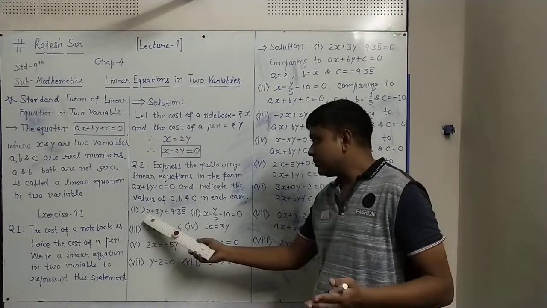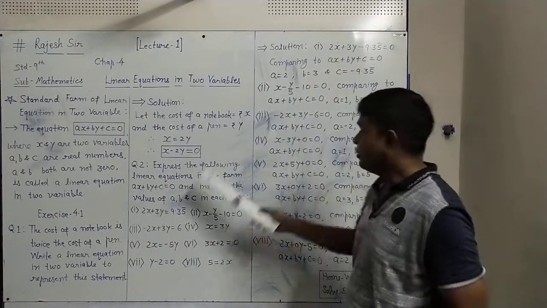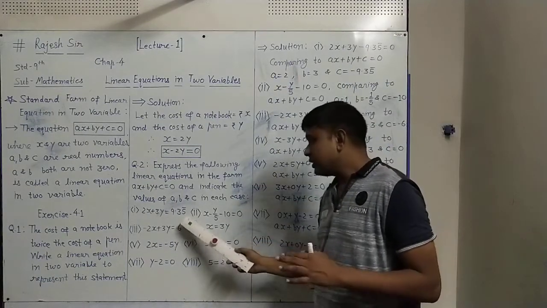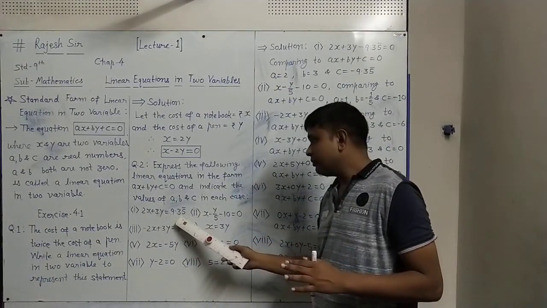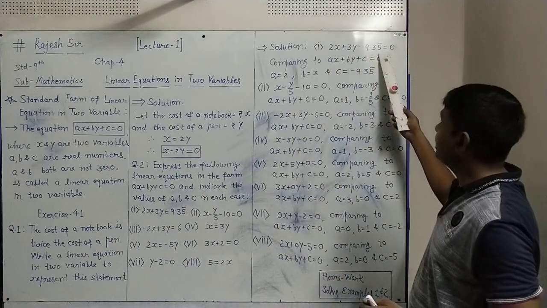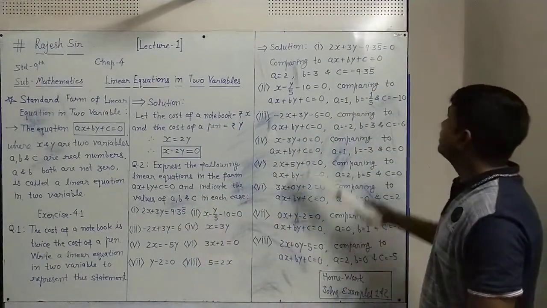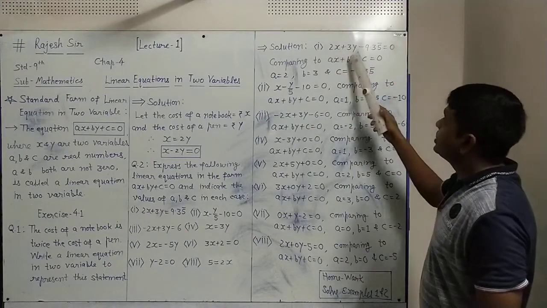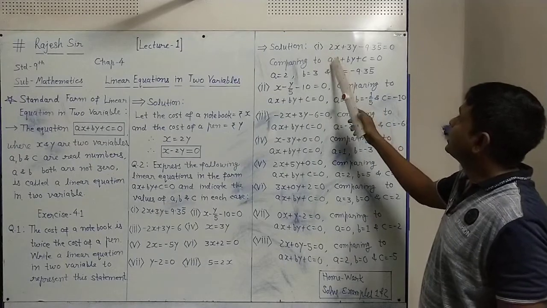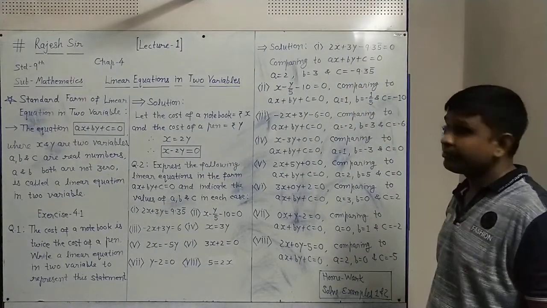So the x term is first, so it will be first. The y term is 3y. Equals to, that side the constant is given. So 9.35 bar, if I take it on the left side, it will be minus 9.35 bar and equal to 0 will be given. So this way, this first equation is written in the form of ax plus by plus c equal to 0.